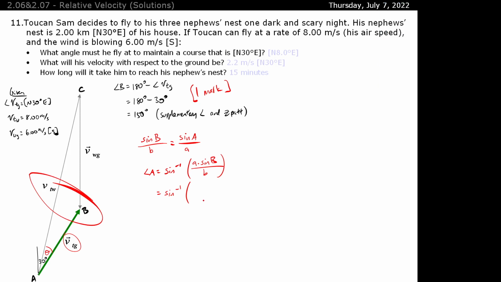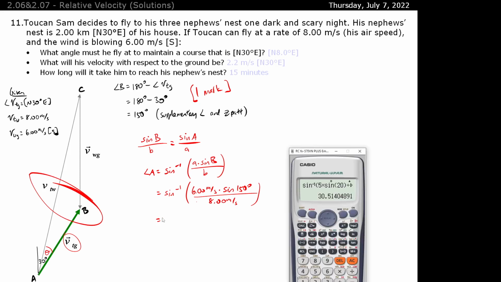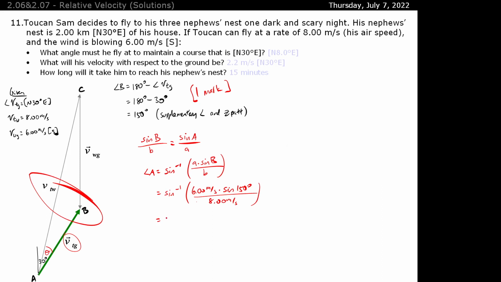We should have created that given legend at first, because that helps us solve everything else. WG we do have, because WG is 6.00 meters per second times the sine of angle B, which is 150 degrees, divided by little b, which is TW, which we do have as well. This is the only move that we can make, which doesn't seem to make any sense now, but I hope it'll make sense after we complete this. So sine inverse of 6 times the sine of 150, close bracket, divided by 8, close bracket, and that will tell us that the angle A needs to be 22.02 degrees.